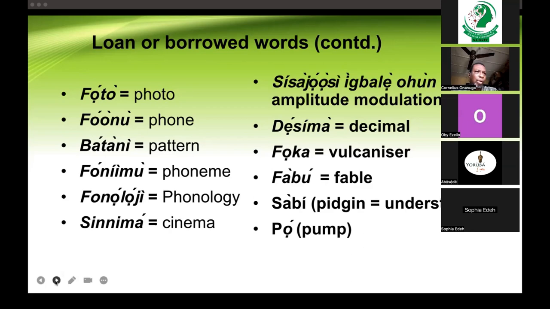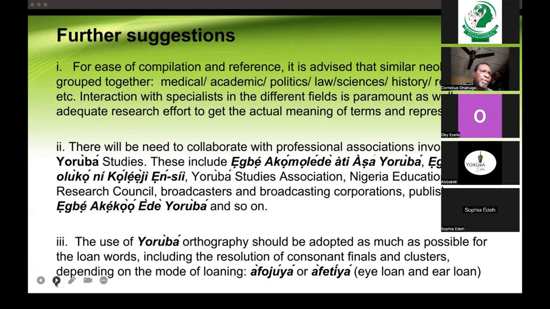Then, so those are the different ways by which we can look through the language and see how we can begin to coin new words for good use. However, I want to make a few suggestions. The first is that for ease of compilation and reference, it is advised that similar neologisms be grouped together. That is, similar terms for particular purposes be put together.